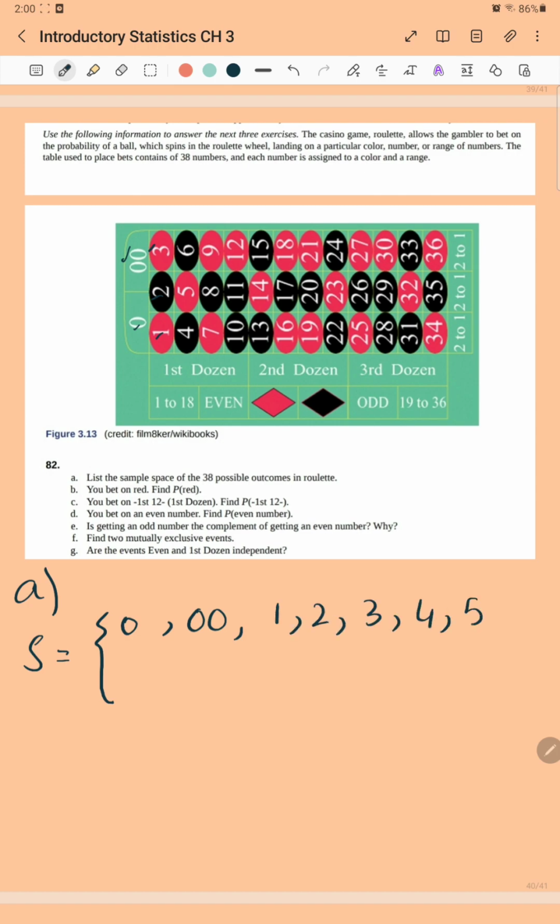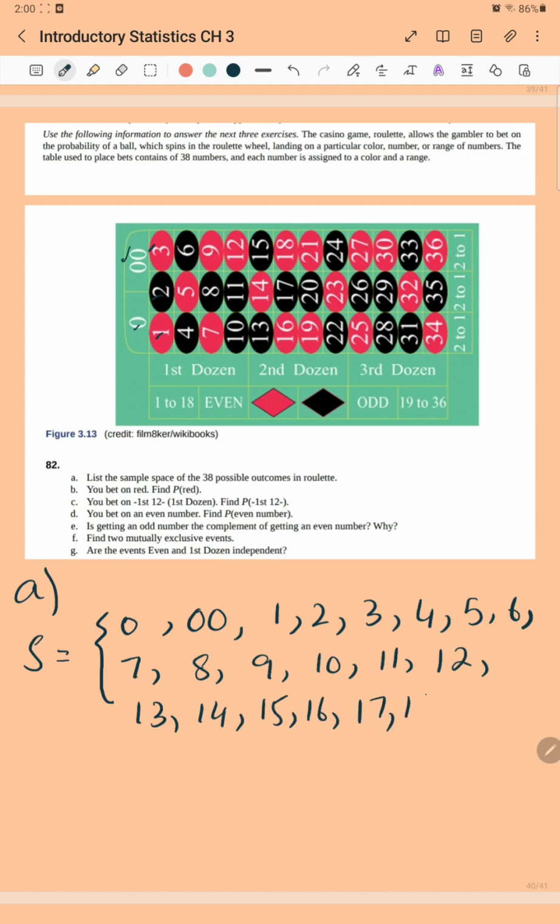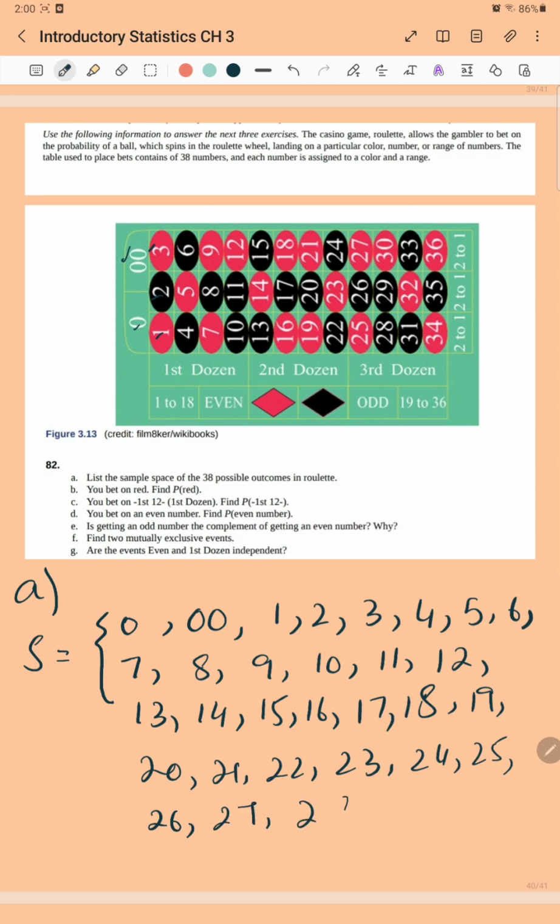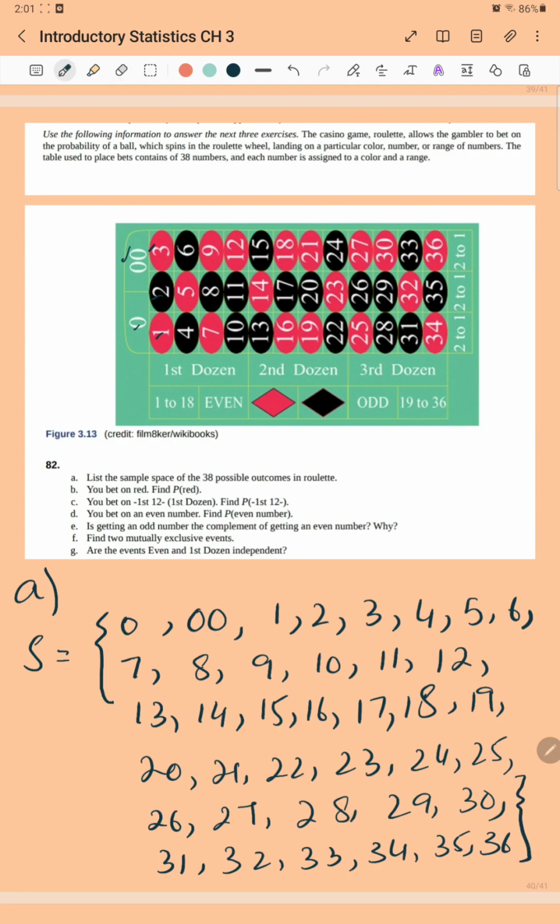3, 4, 5, 6, 7, 8, 9, 10, 11, 12, 13, 14, 15, 16, 17, 18, 19, 20, 21, 22, 23, 24, 25, 26, 27, 28, 29, 30, 31, 32, 33, 34, 35, 36. So, this is the sample space.